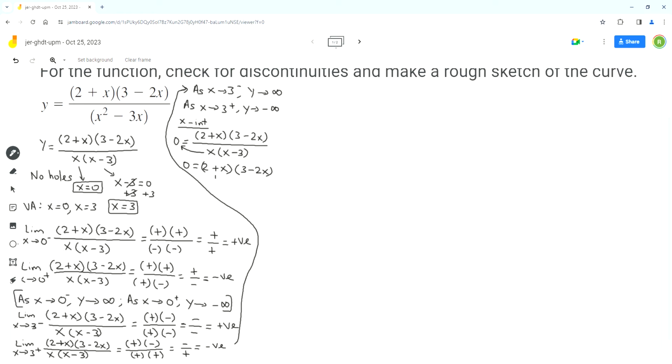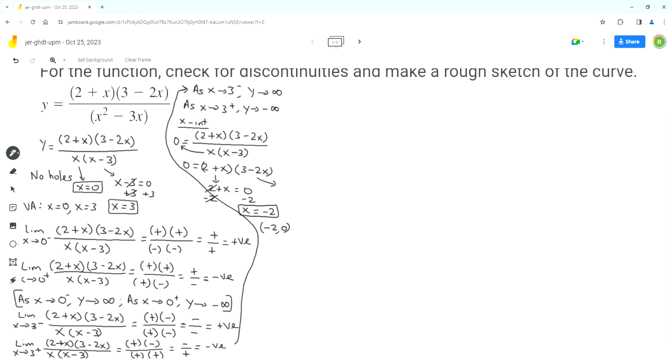So we get two cases. The first case is 2 plus x is equal to 0, and we can isolate x by subtracting 2 from both sides. So the 2's on the left side get cancelled out. So we get x equals negative 2. So that's our first x-intercept, which can also be written as (negative 2, 0) as an ordered pair.